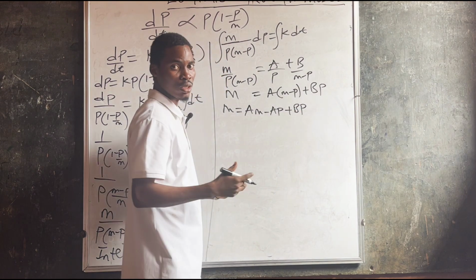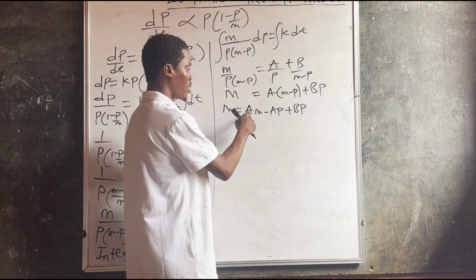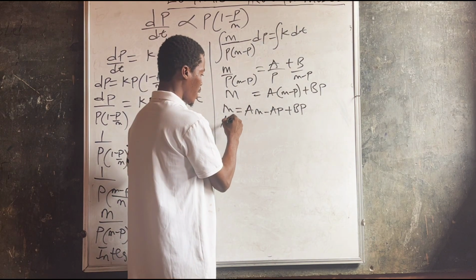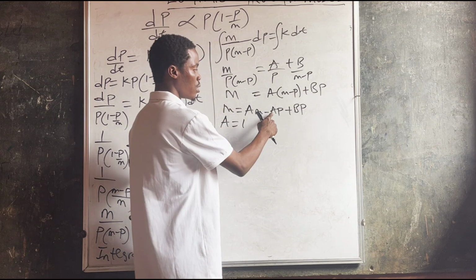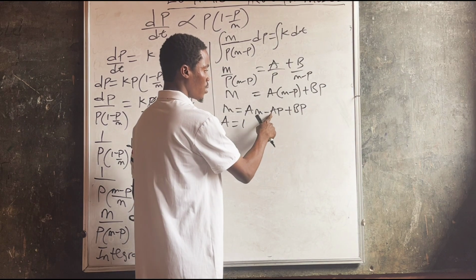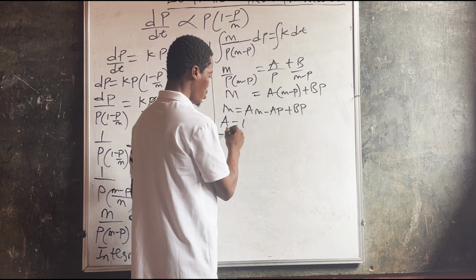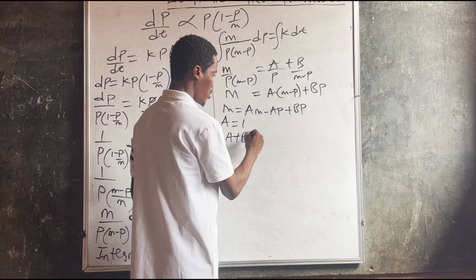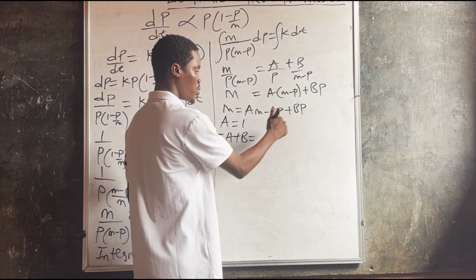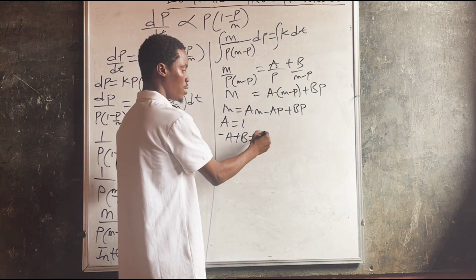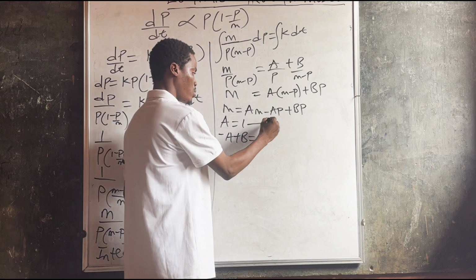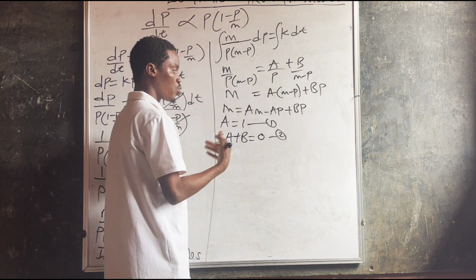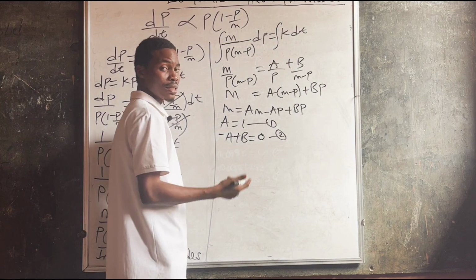So I can equate the coefficients. The coefficient of m is what? 1. So I can equate A is equal to 1. The coefficient of p is −A plus B. Since we don't have a p value on the left, I can make it 0. So I can solve this simultaneously. Since A is equal to 1, I can easily get my B.